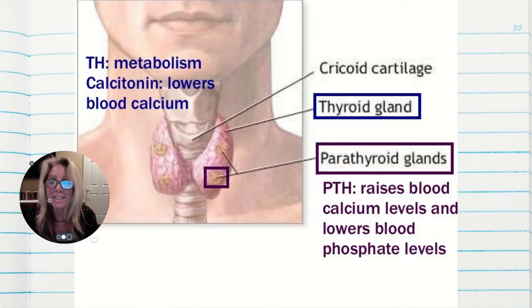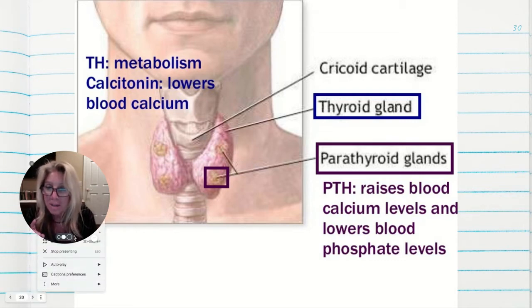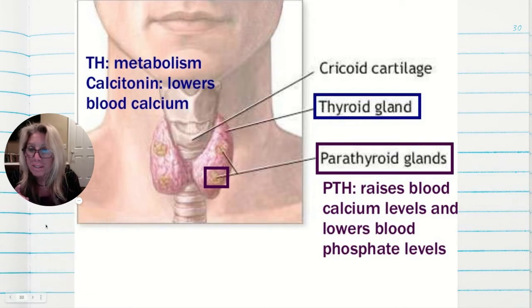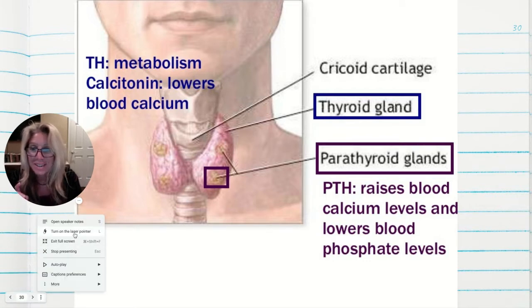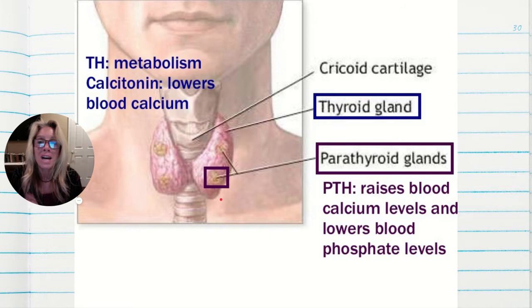So the thyroid gland, first thing you need to know is on top of the thyroid is, I need a pointer. Sorry. Hang on a minute. I'm all over the place. Let me try again. Turn on the pointer. Okay. On top of the thyroid gland, you have 2 on each side, which would be the parathyroid gland.